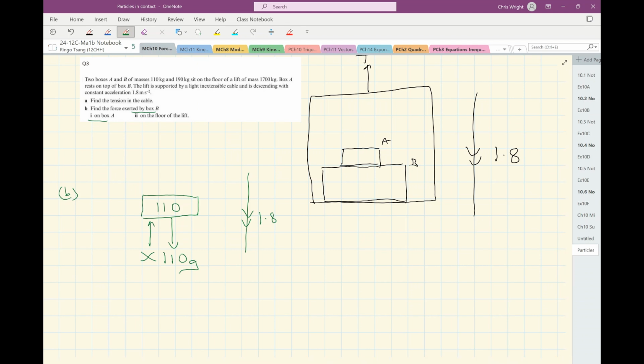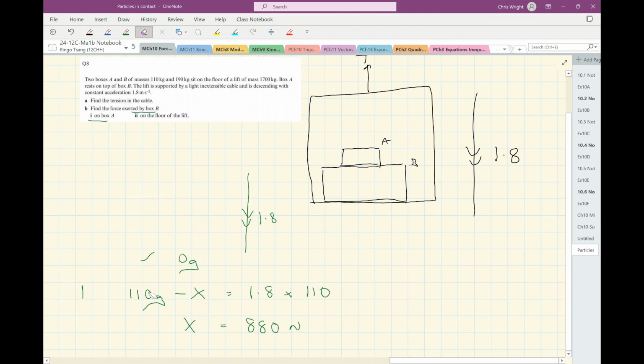Let's have a think about this, and let's resolve it in a downward direction. So we've got a force of 110g going down, so a net downward force of 110g minus X, and that is going to equal 1.8, the acceleration, multiplied by the mass. So X will equal 880 newtons. Part C. No, it's not part C. It's B, part 2. Find the force exerted by box B on the floor of the lift.